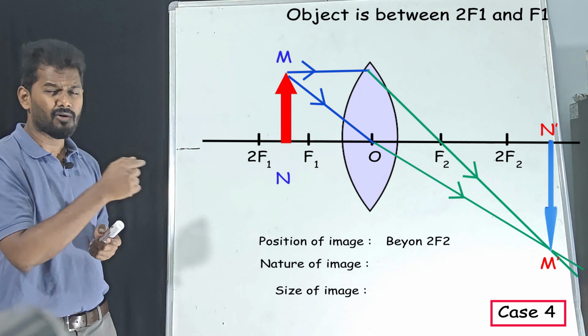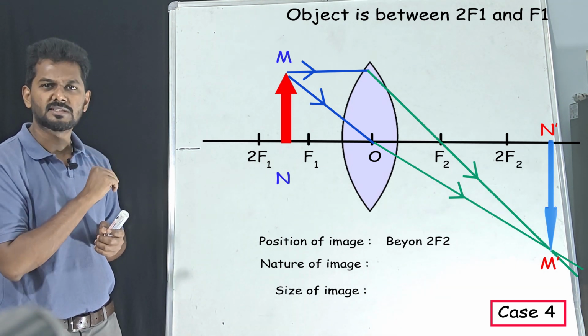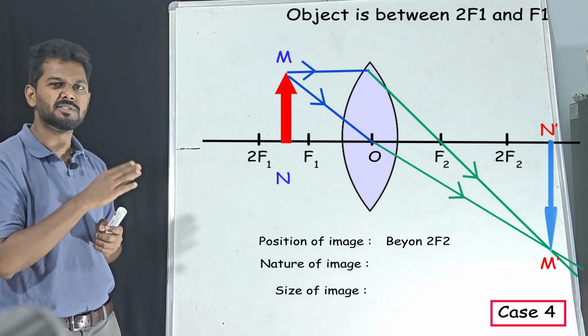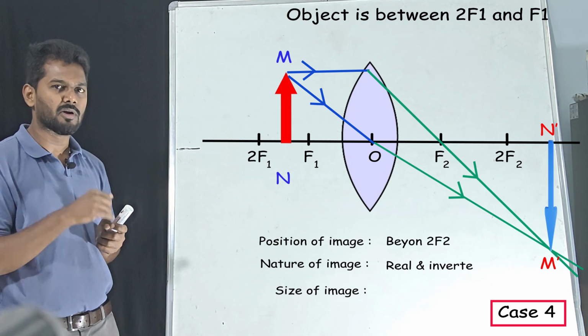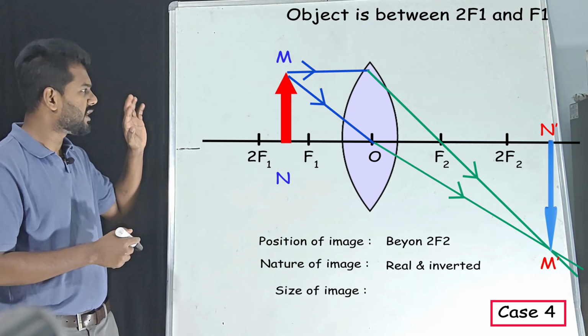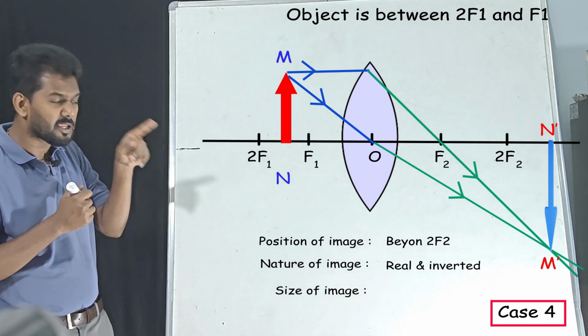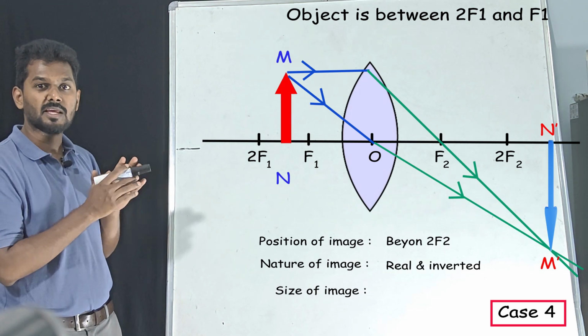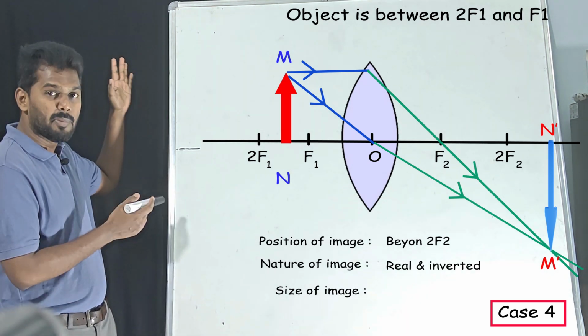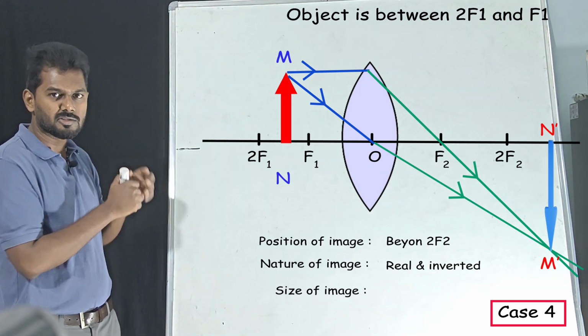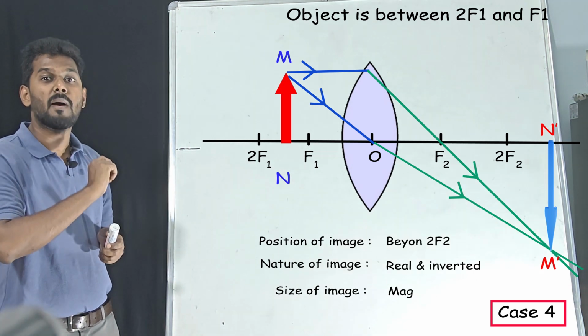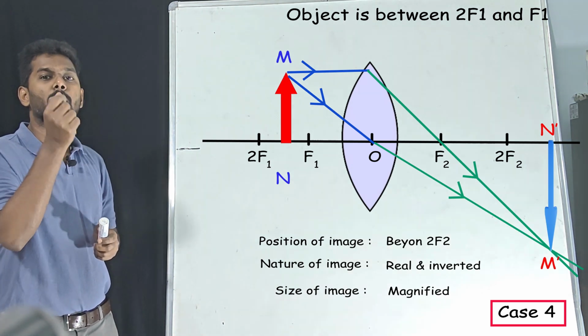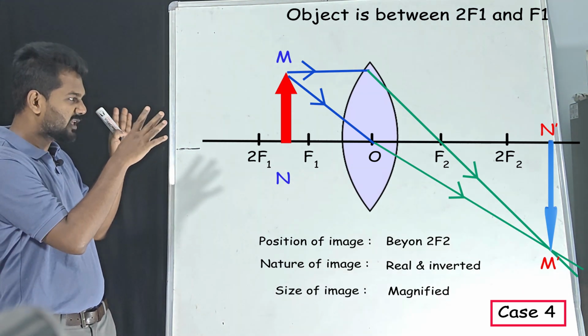Next, what is the nature? Do you see any intersection? Yes, if you see any intersection, that means it is real and inverted. Then size. See, compare the object size and the image size. Image size is comparatively bigger than the object. So the image is magnified. So these are the natures.